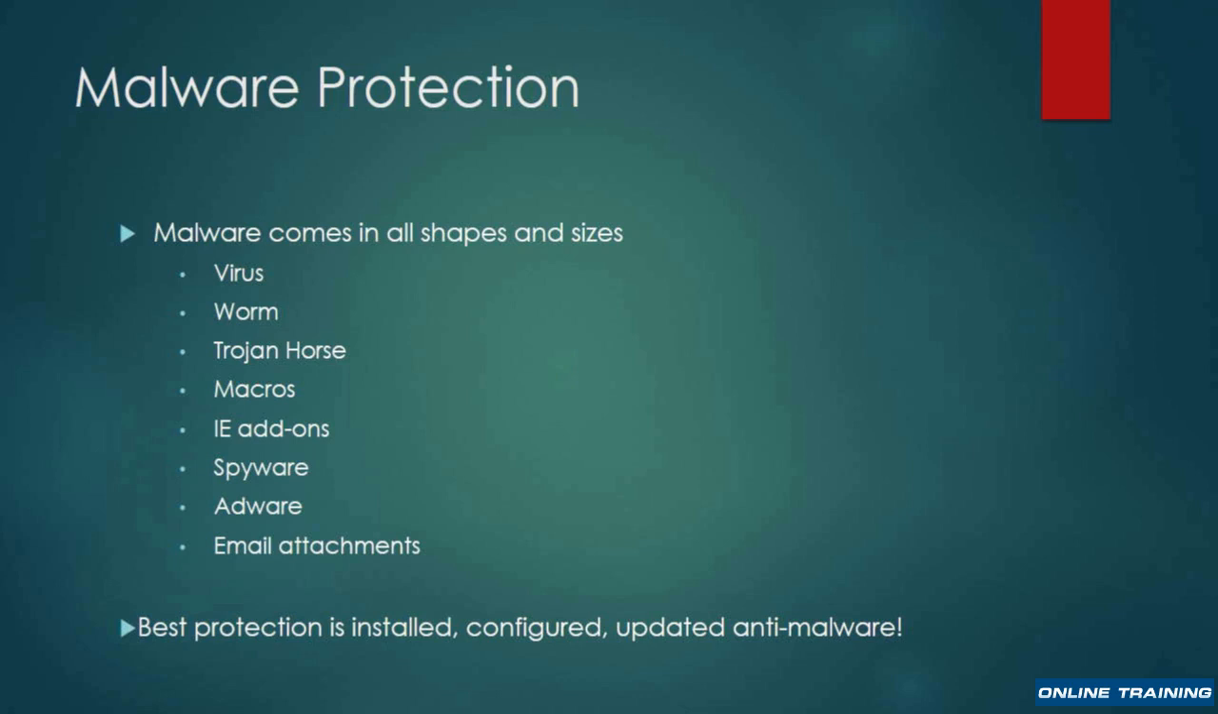Then you do have spyware and adware. Spyware is for the purposes of spying. It is often used for identity theft. Adware is the purposes of advertising. So that's usually just causing pop-ups and things. And then email attachments can also contain various types of malicious code. Your best protection is to have anti-malware programs installed and kept up to date. It's very important to have both of those be the case.